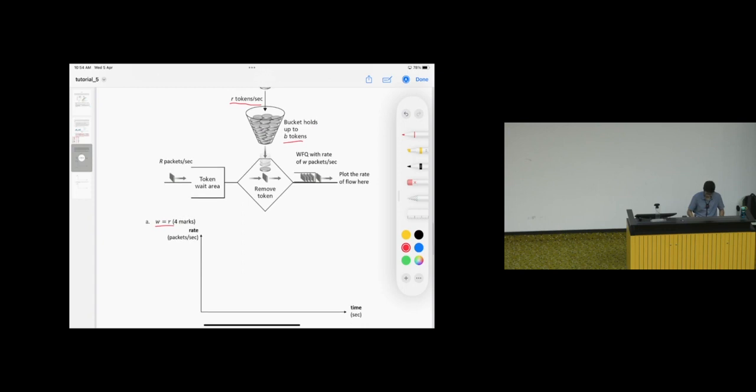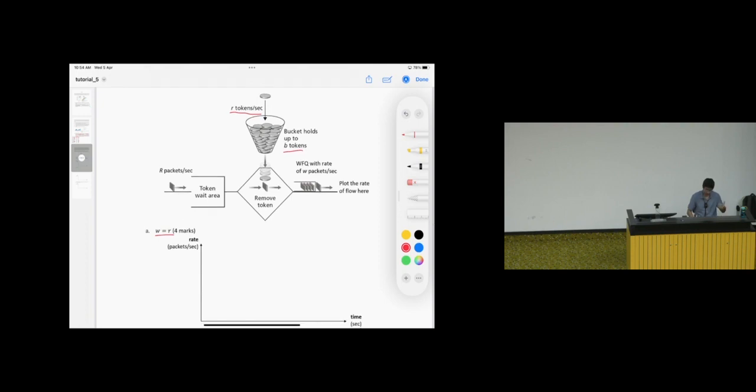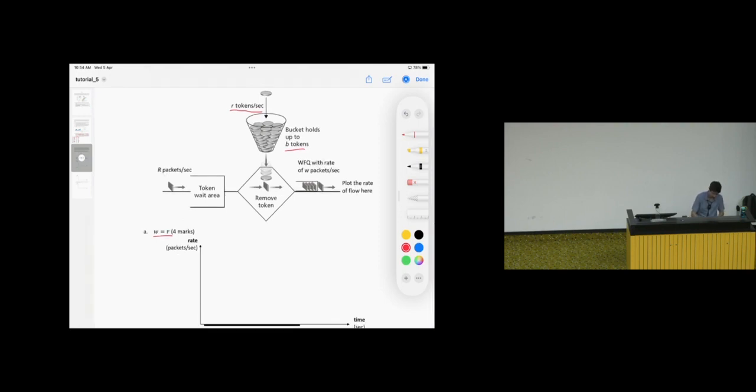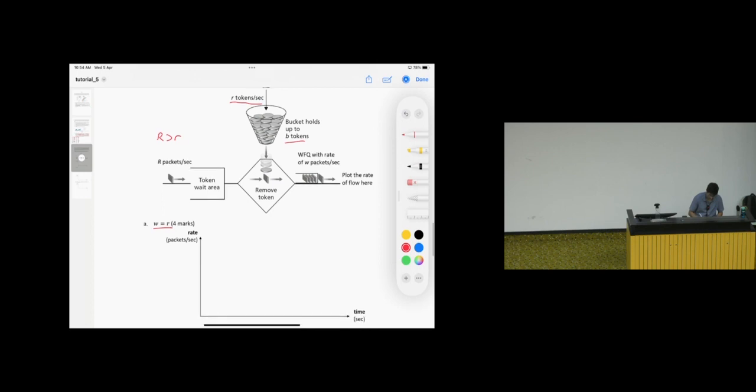So in the first question A, W equals R. Well, small r is already my long-term token arrival rate, and capital R is already larger than small r, so I will always have a sufficient number of packets. Over the long run, r tokens per second will pass to the WFQ scheduler, and because my output rate is also small r, which is smaller than large R, eventually I'm going to be able to push small r packets per second over the network.